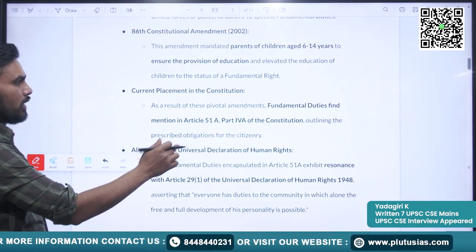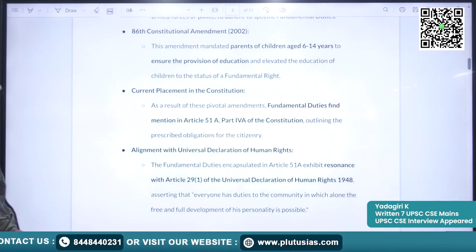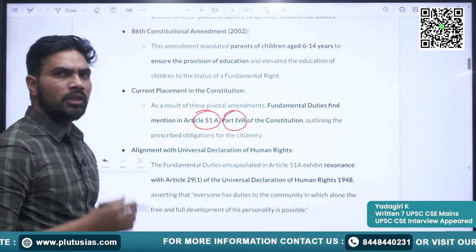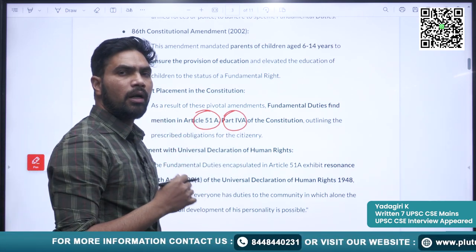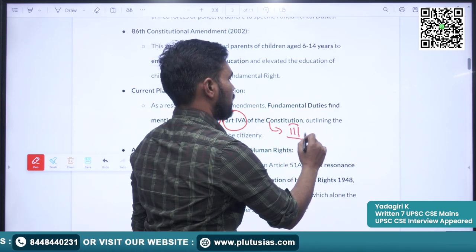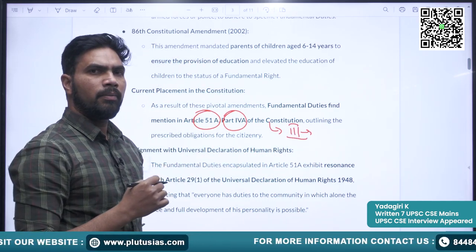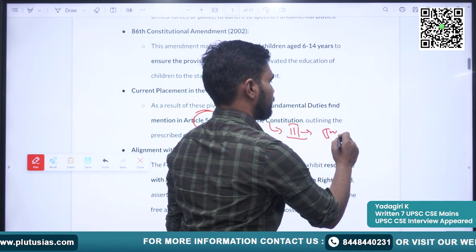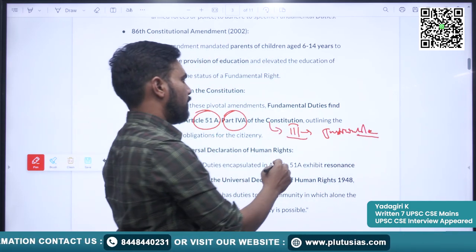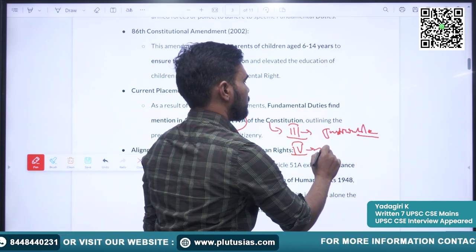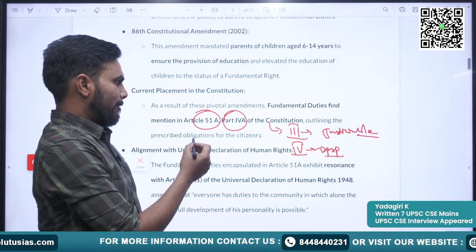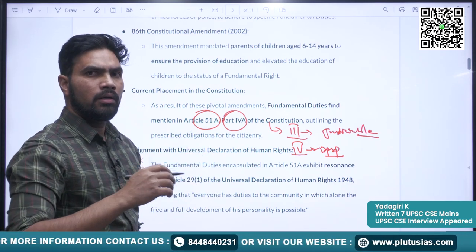Right. So presently, they are provided in Article 51A in Part 4A of the Constitution of India. Here the fundamental duties are placed. One reason they are not placed in Part 3 is that Part 3 comprises fundamental rights, which are justiciable. Fundamental duties are placed along with the DPSP. The DPSP are non-justiciable, so the fundamental duties are also not justiciable.